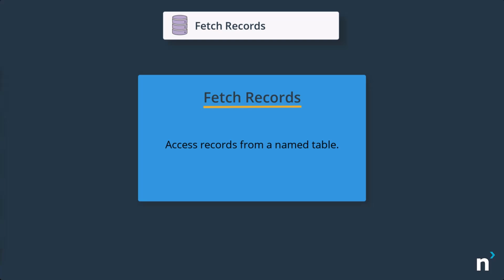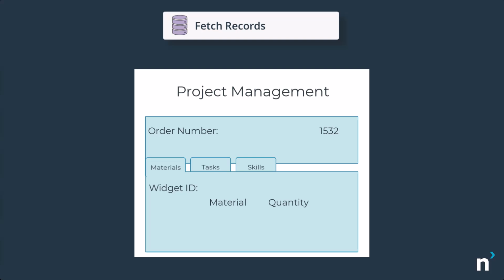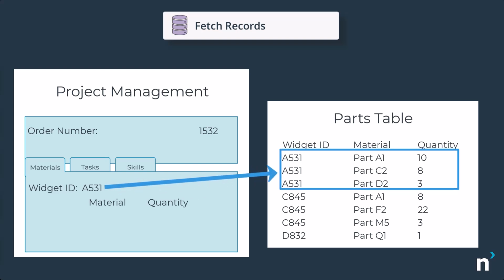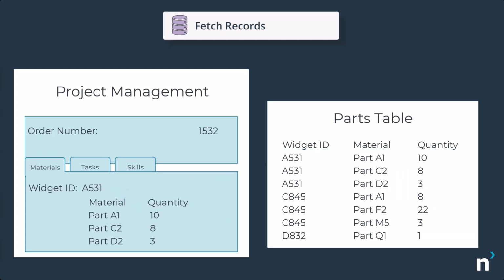Fetch Record. Access records from a named table. Once an order is confirmed, the assigned project manager opens the project management header detail application and begins mapping out the assembly of each widget. Widgets are complex, each with its own set of parts. When the project manager enters a widget ID, a Fetch Records action searches through the parts table for all the necessary materials and inserts that information into the required materials detail table for simple management of the widget build.